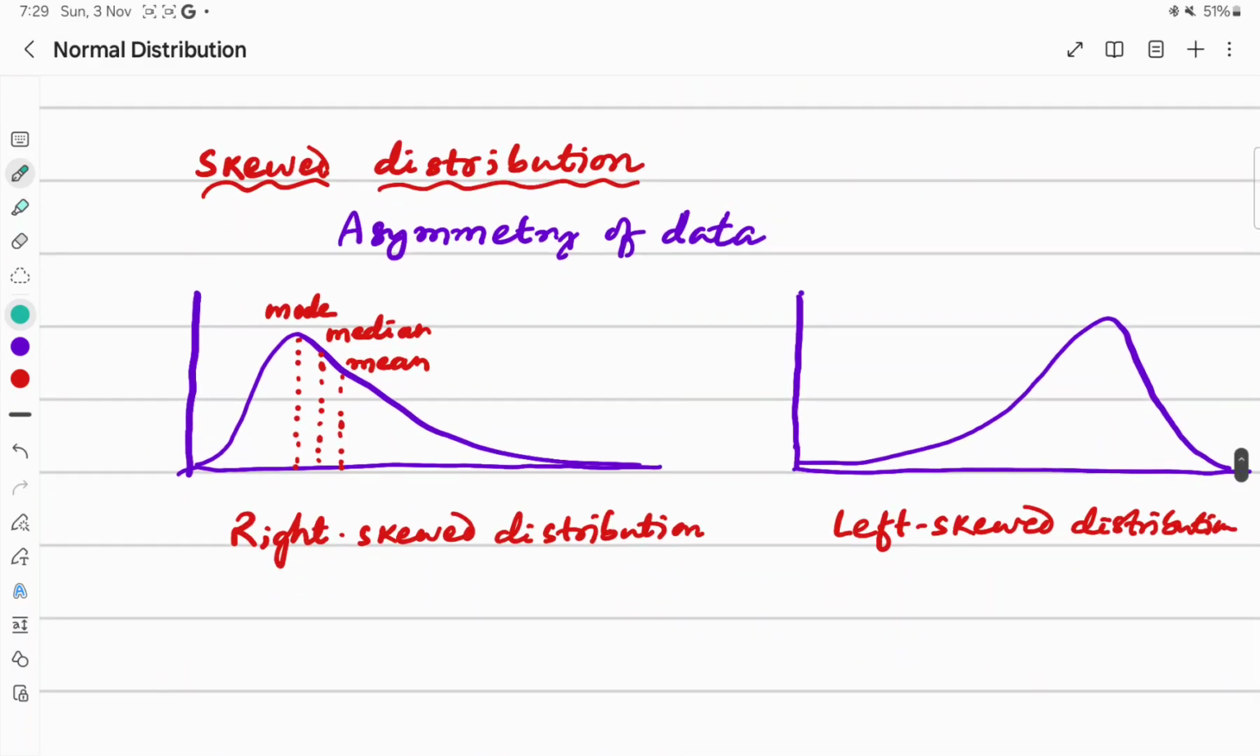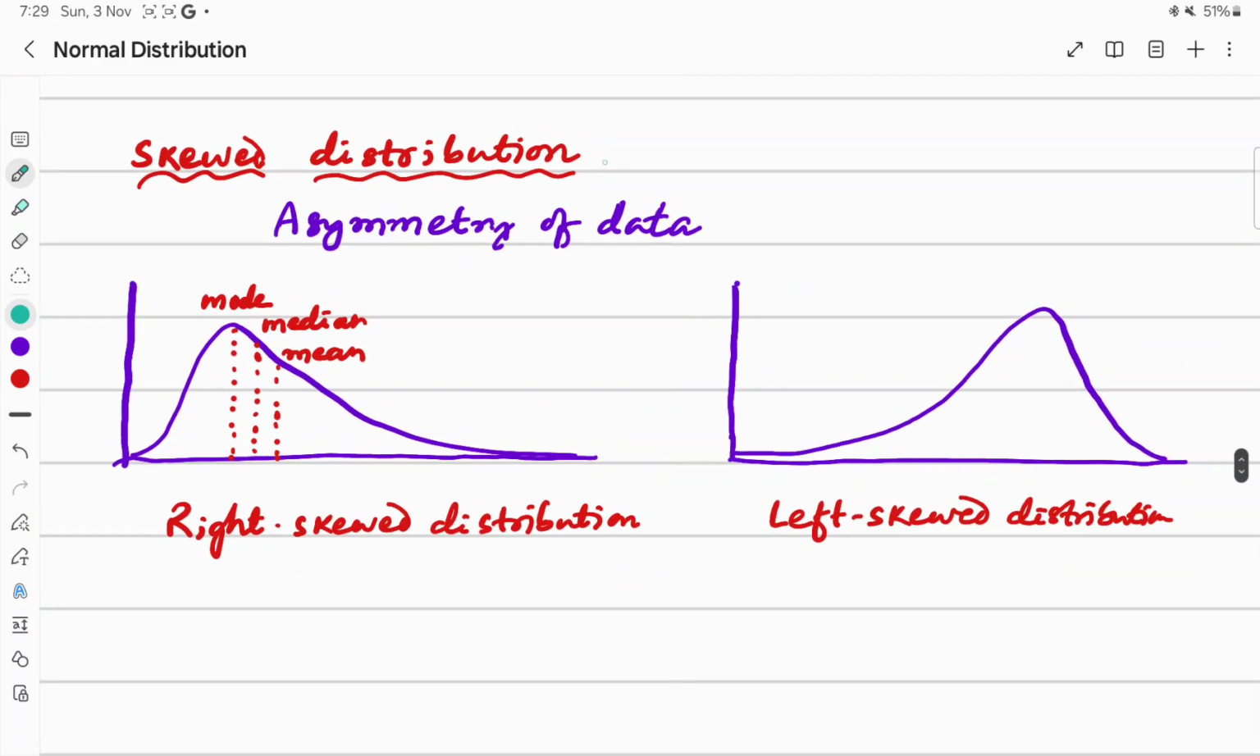But if it does not follow, then we call it a skewed distribution. That means that there is asymmetry of data, and it can be of two types: right skewed distribution and left skewed distribution. A right skewed distribution has a longer right tail, and a left skewed distribution has a longer left tail. And in the skewed distribution, you will find that mode, median, mean all are different.